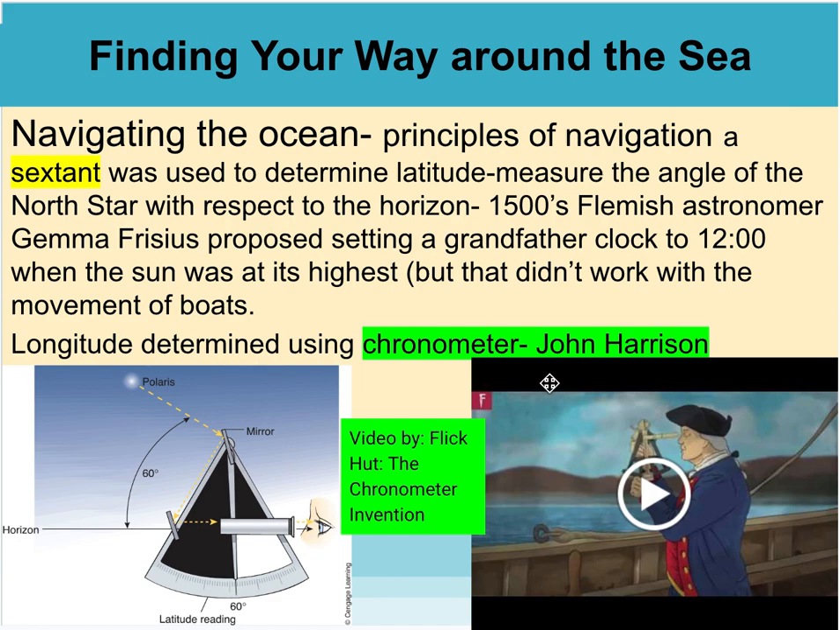It wasn't that reliable, but other people tried to come along and build something even better. And this is a video by Flickhut, the chronometer invention. The chronometer was invented by John Harrison, and he basically worked with the British Empire. He was a clockmaker who decided he was going to try to win a prize that, in today's money, would be a couple million dollars. So he spent a lot of time building something that was very accurate for navigation. It took him 50 years.